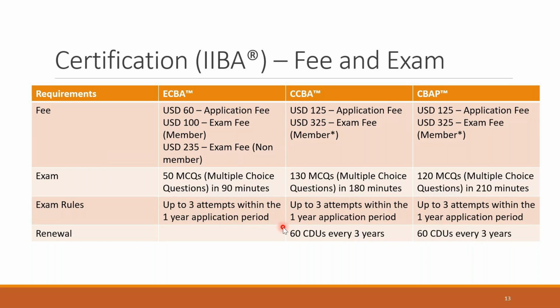Whereas for CCBA and CBAP, there is a renewal process wherein you will have to renew your certificate every 3 years. Either you participate in the activities conducted by IIBA to earn CDUs, and these CDUs will help you renew your certificates, or if you don't have enough points, then you reappear for the exams.